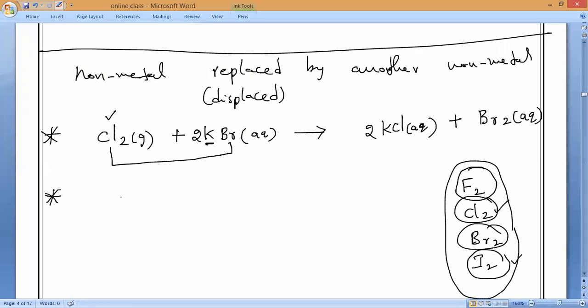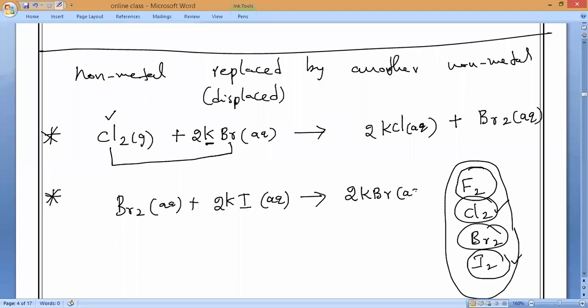Next reaction you take. Bromine is reacting with potassium iodide, KI. Now, will the reaction be carried out or not? You have to tell me. Yes, sir. What is the product that will come? 2KBr, which we are going to get, plus what is the other product? Iodine, which is in solid state.